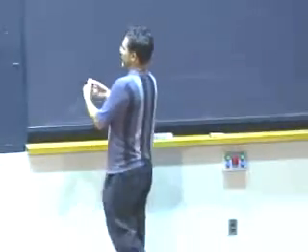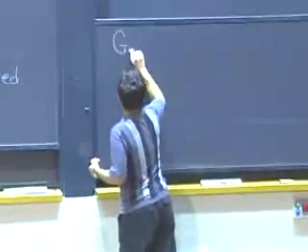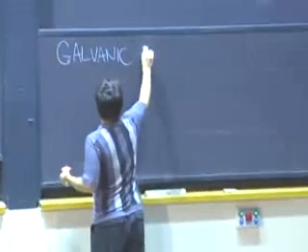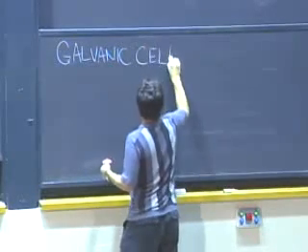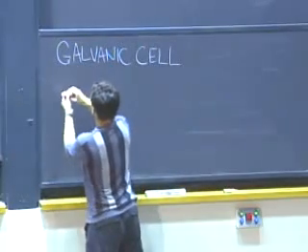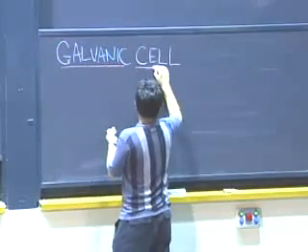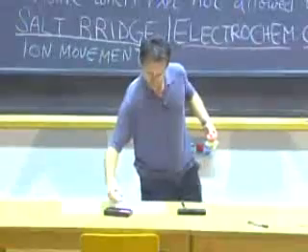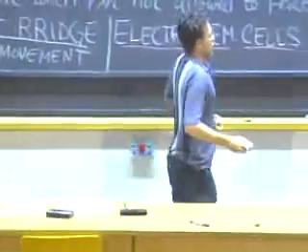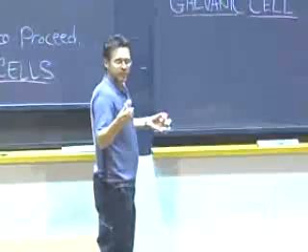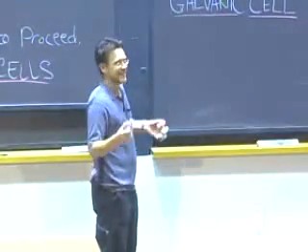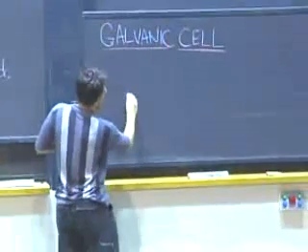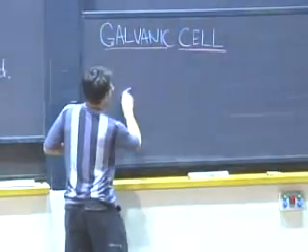So let's look at a galvanic cell. Use this slightly different color here. Last week I left my blue chalk in here. Gone. Oh well. Down one color. If anyone can find that blue chalk for me, I'll be very appreciative.